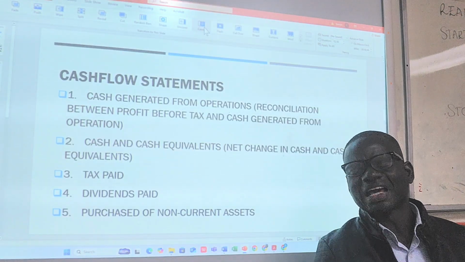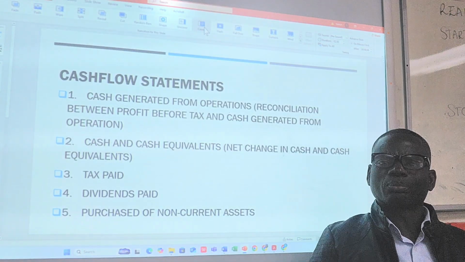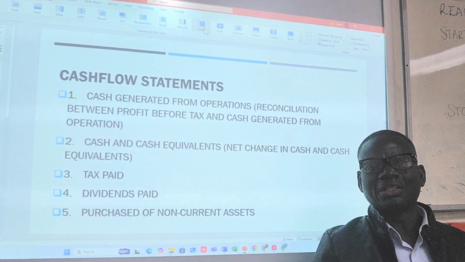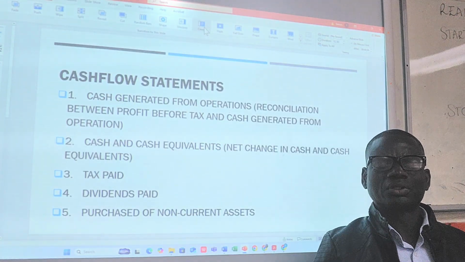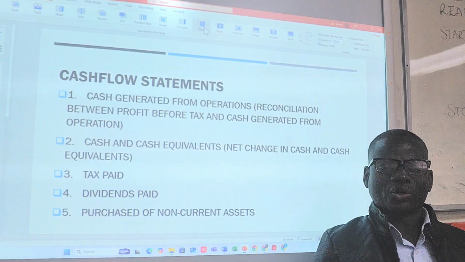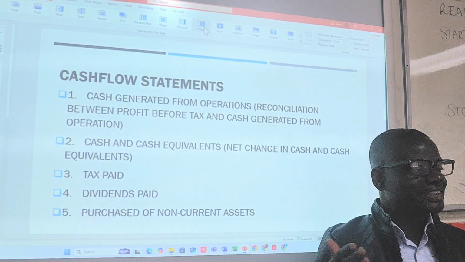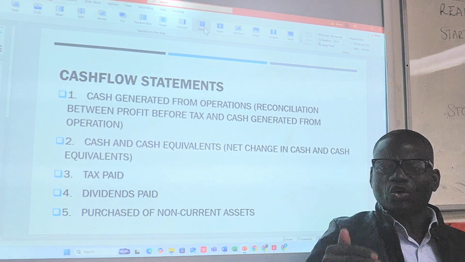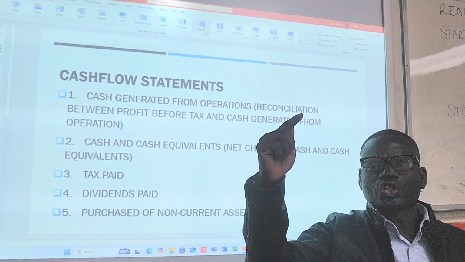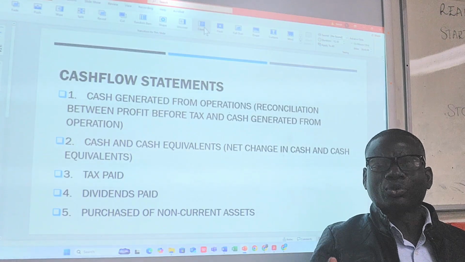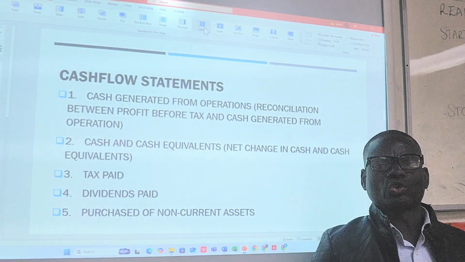Therefore, the cash flow statement format, we have 5 notes in there. Note number 1 is the reconciliation between profit before tax and cash generated from operations, but the short form needs to be cash generated from operations. Then number 2 on that is cash and cash equivalents. In this one, it's not arranged accordingly. Number 1 is on top, number 2 is the last, whereas we have numbers 3, 4, and 5 in between, in the cash flow statement.